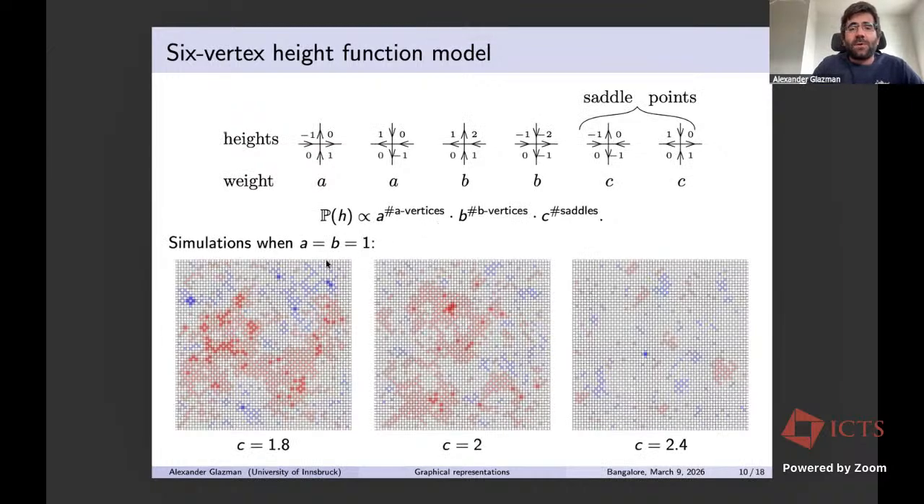Simulations are shown here. Here I take A equals B equals 1. If C is low, then you have this delocalized picture. Different heights are shown in different colors, and you have a big cluster of height which is different from what is on the boundary. If you have C which is large, like 2.4, then you actually have tiny clusters of different heights, besides those which are on the boundary.